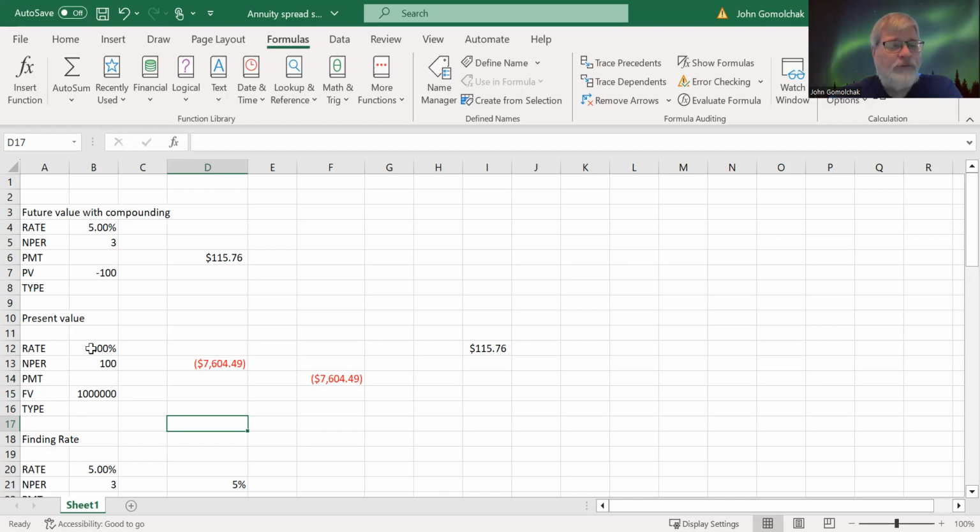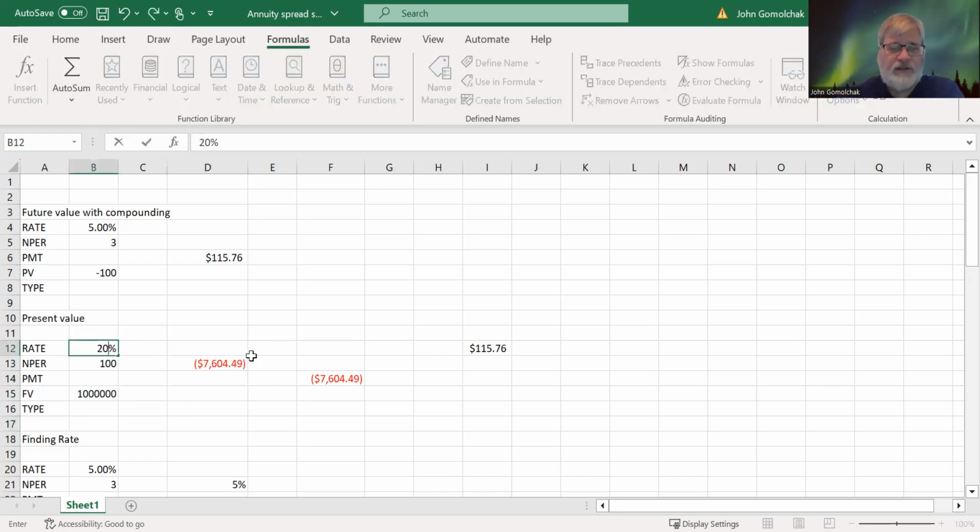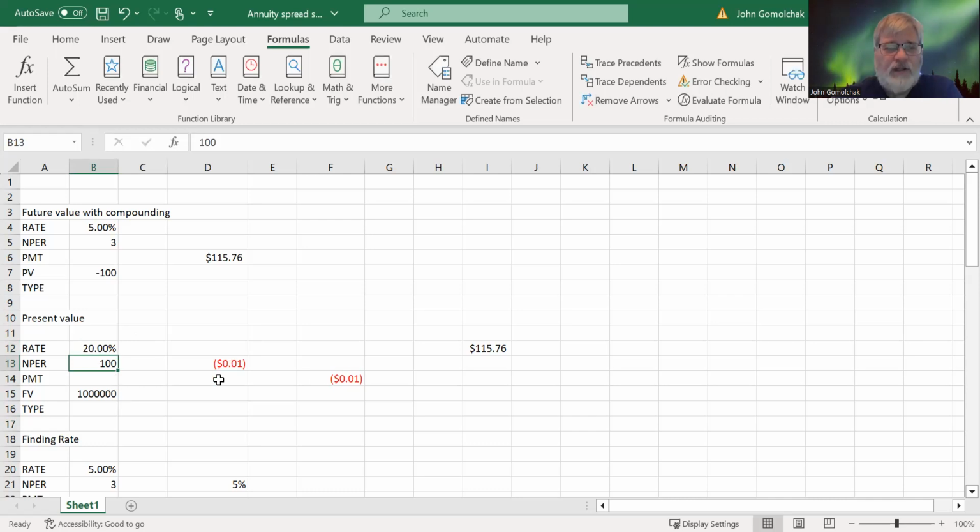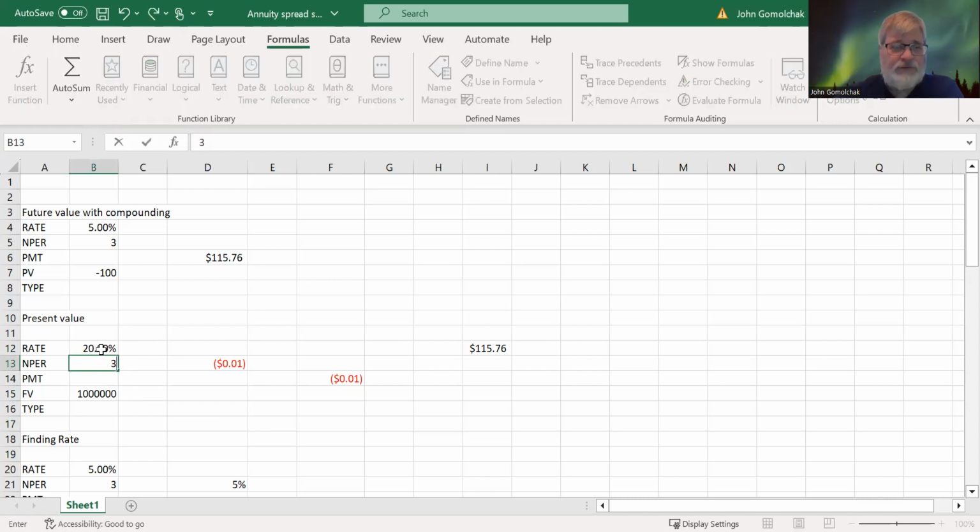So what if we were getting 20%? Now the book says it's a penny, it's 0.0121. We rounded here to 2 digits. So basically you invested a penny at 20% for 100 years, you would get $1 million out of that. So that's quite interesting.